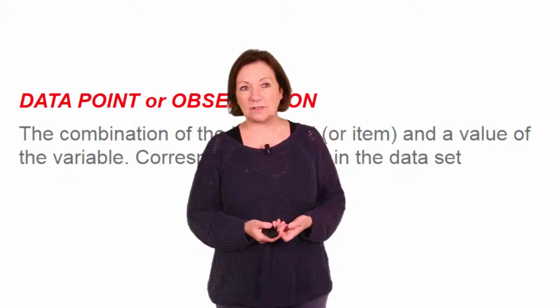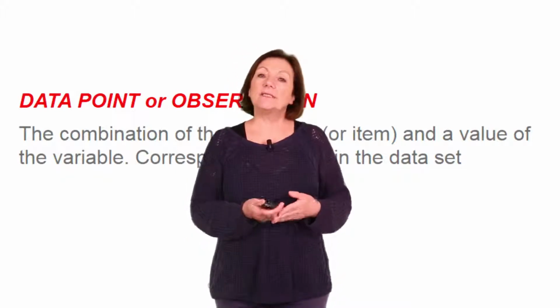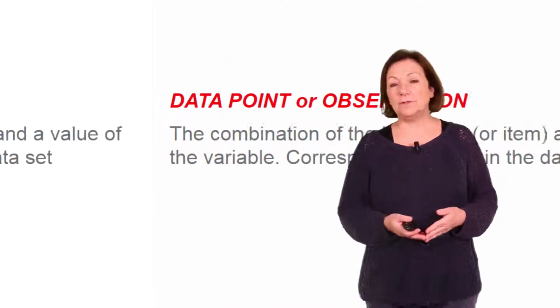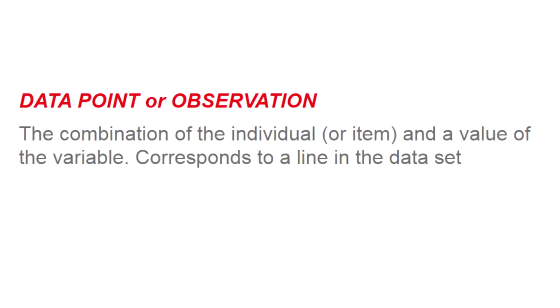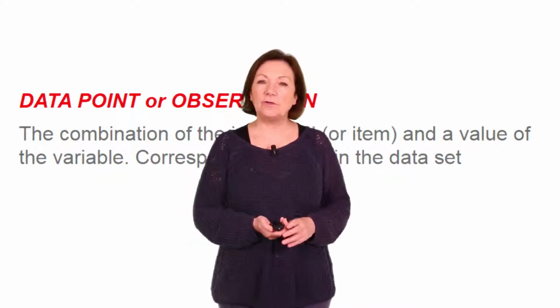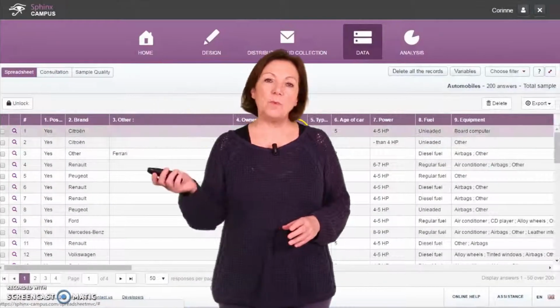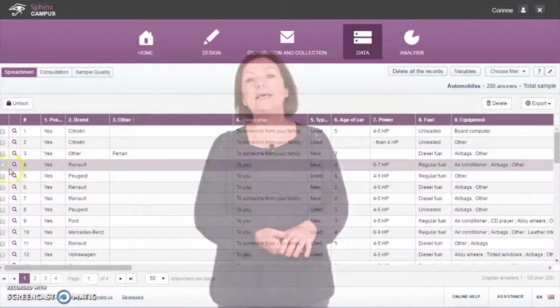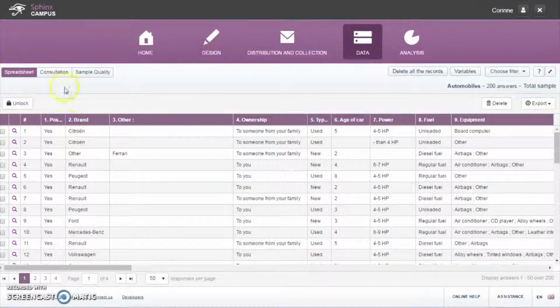Now, another definition is the idea of a data point or an observation. The data point is the combination of all the values for the variables for each individual. So that corresponds to a line in the data set that I showed you in Sphinx Campus. Remember, we have one line in the data set, and this line corresponds to the responses that each individual has given for all the variables. So that is a data point, one observation.